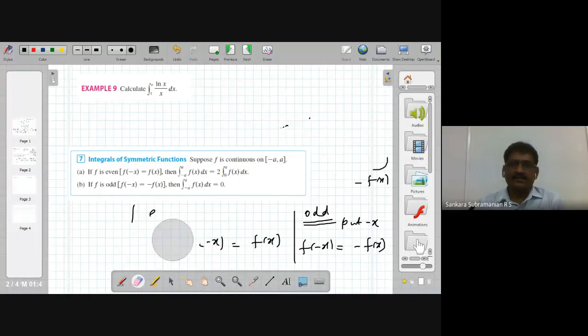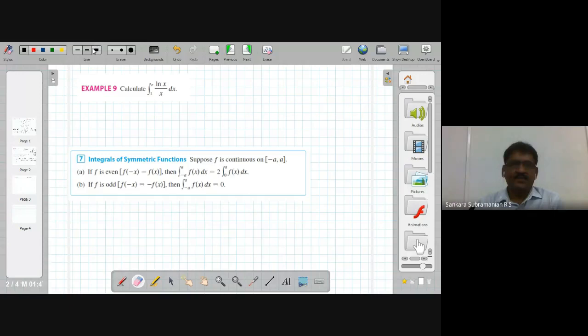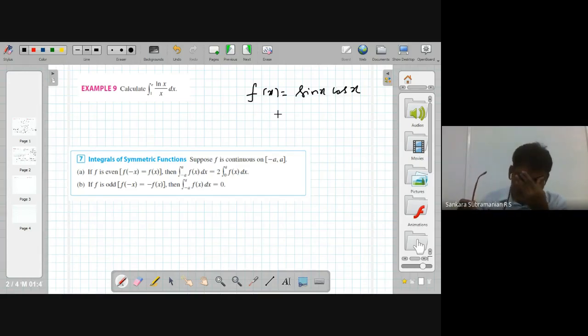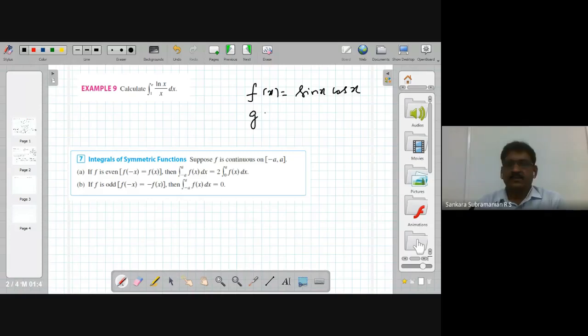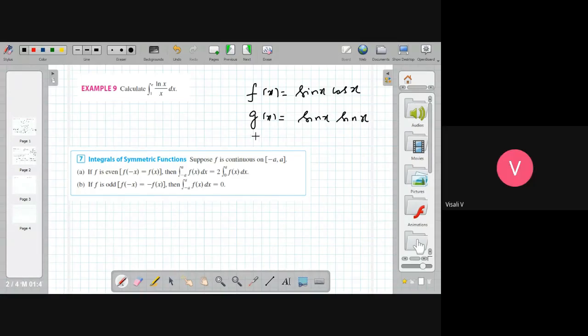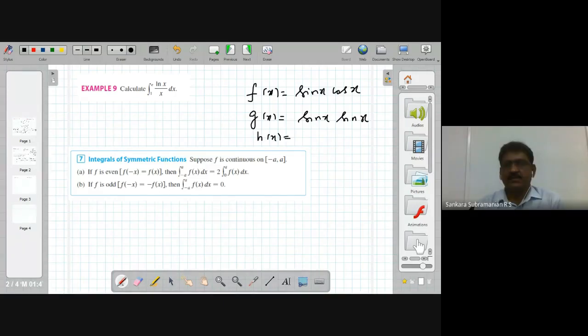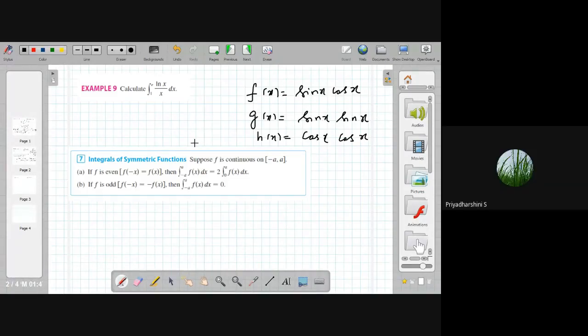I will ask another question. Odd function is done, even function is done, right? F of x is equal to sin x into cos x. Is this function even or odd? Odd. G of x is equal to sin x into sin x. Is this function even or odd? Even. H of x is equal to cos x into cos x. Is this function even or odd? Even.